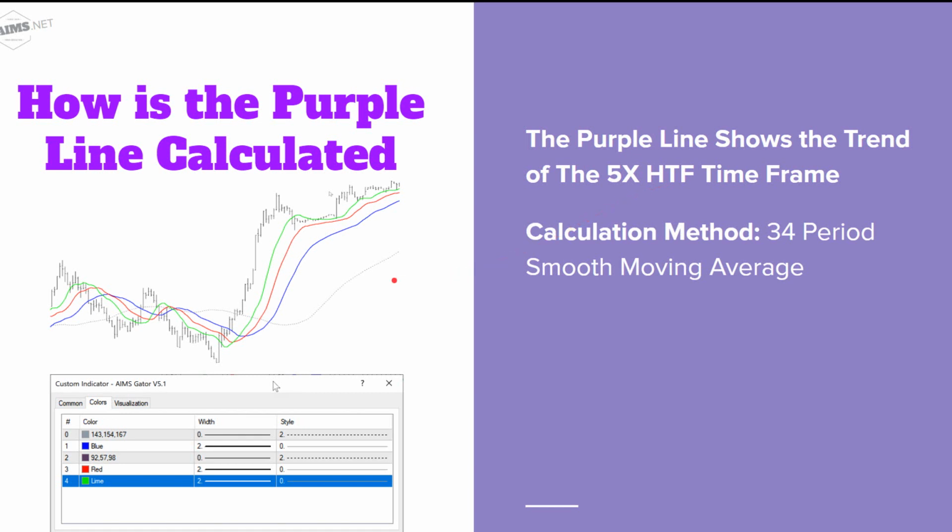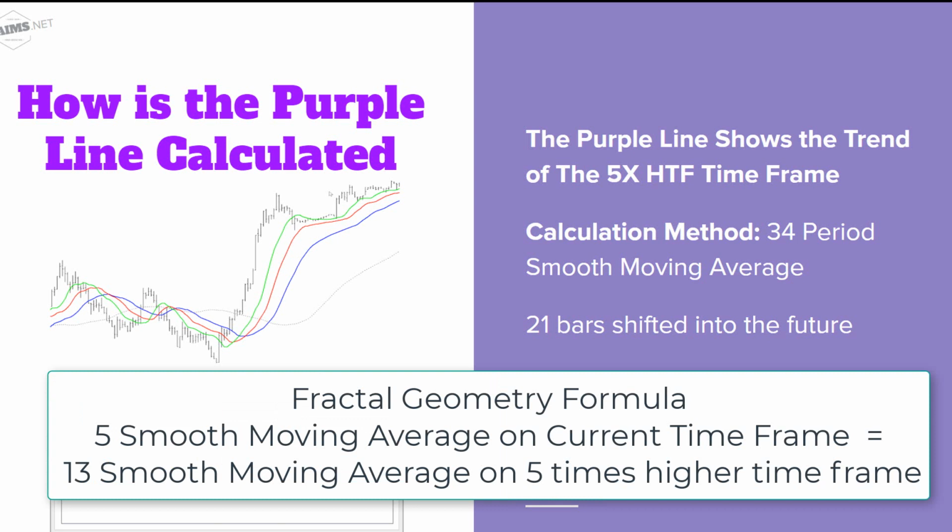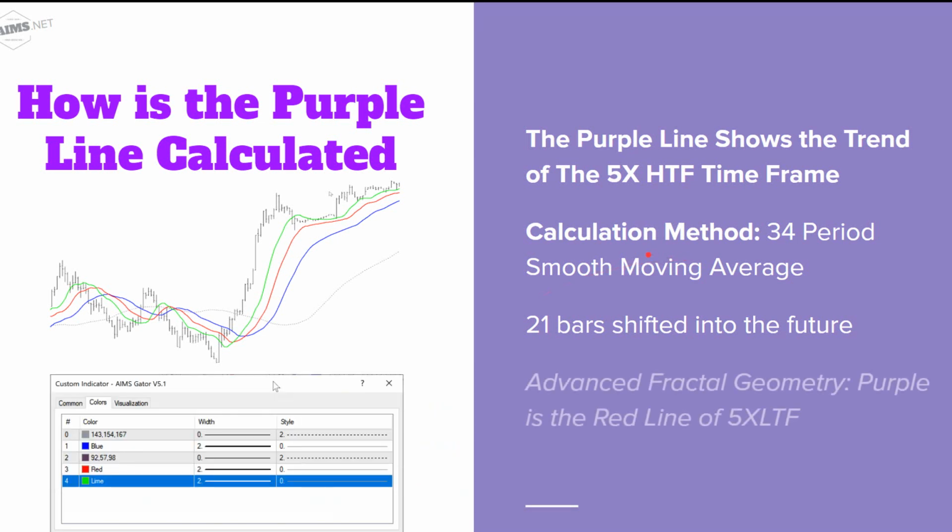It is calculated by using 34 period smooth moving average, and the reason we have chosen 34 is not simply because we like 34 or we like the red line or something. It is based on a lot of observation and practical research that we did. And it turns out that 34 is also the number used for AIMS wave, or the awesome oscillator. Now, I'm not going to go into too much detail about this, but there's a formula that we use, which is a fractal geometric formula: if you want to find the fractal geometric equivalent moving average of a 5x higher time frame, you multiply it by 5 and then find the nearest Fibonacci number. We'll discuss that some other time in more detail.